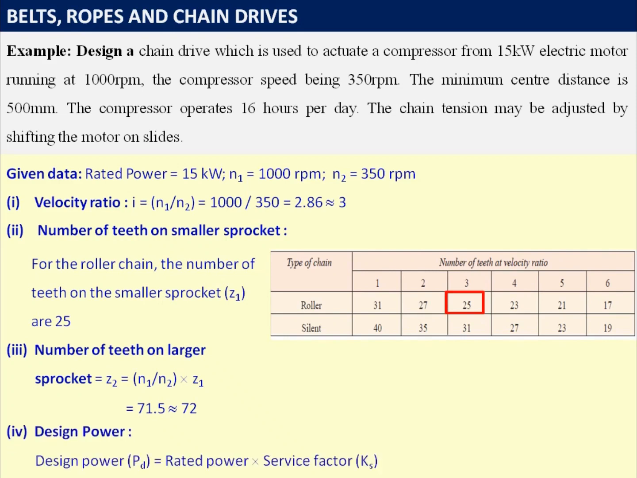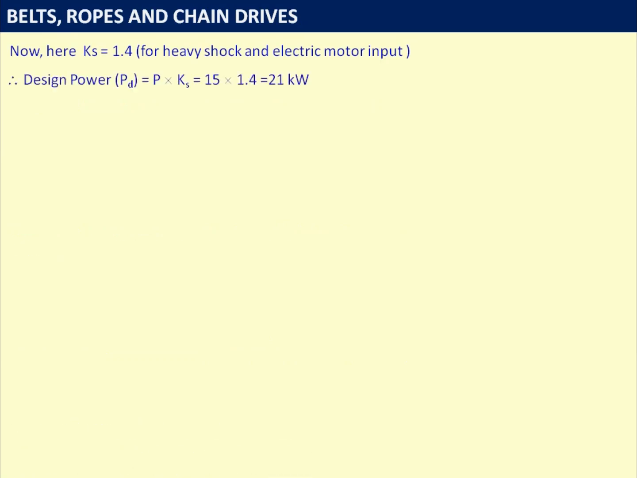Now next, design power. Design power is the product of rated power and service factor Ks. Here Ks, the service factor, equals 1.4 for heavy shock and electric motor output. Therefore design power PD equals P into Ks. So 15 is the rated power, multiplied by service factor 1.4, that gives us design power equal to 21 kilowatt.